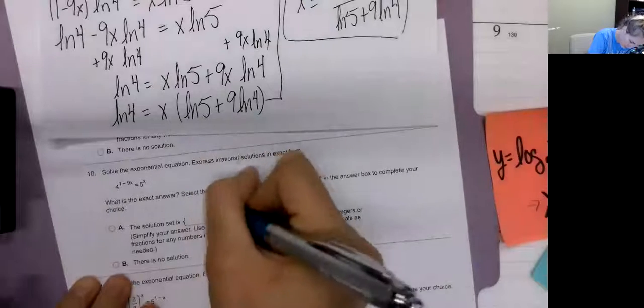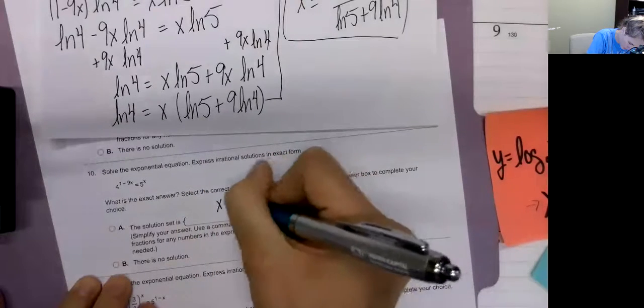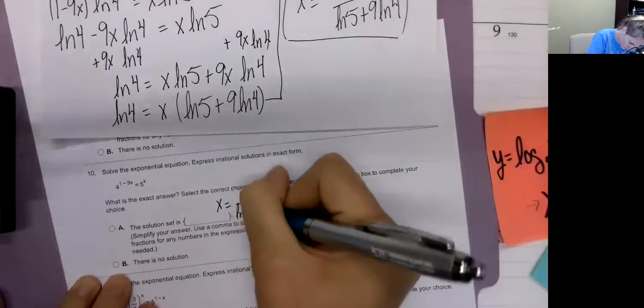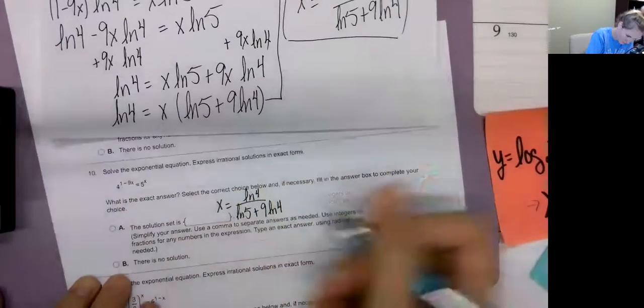So x equals the natural log of 4 divided by the natural log of 5 plus 9 natural log of 4. Right.